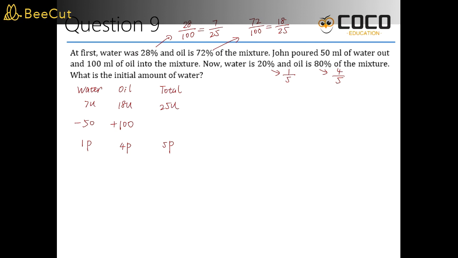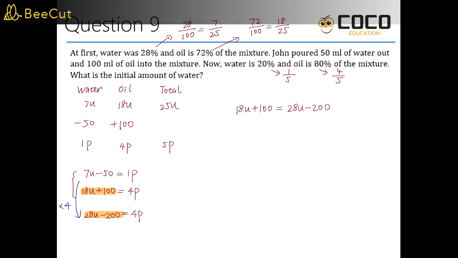Then we can form two equations. For the water, 7u minus 50 equals 1p. For the oil, 18u plus 100 equals 4p. To solve the equation, let's get the same number of p. So the first equation times 4. Then we have 28 units minus 200 equals 4p. So both of them equal 4p, the left hand side is also equal. 18 units plus 100 equals 28 units minus 200.